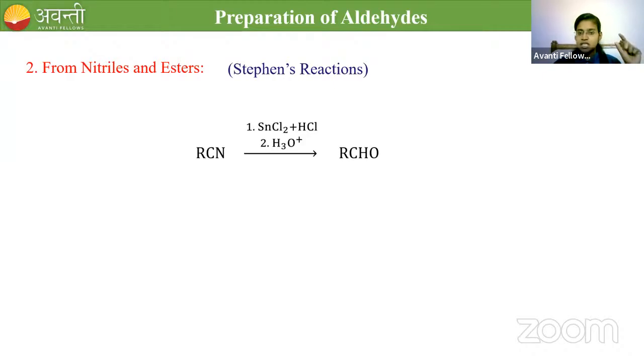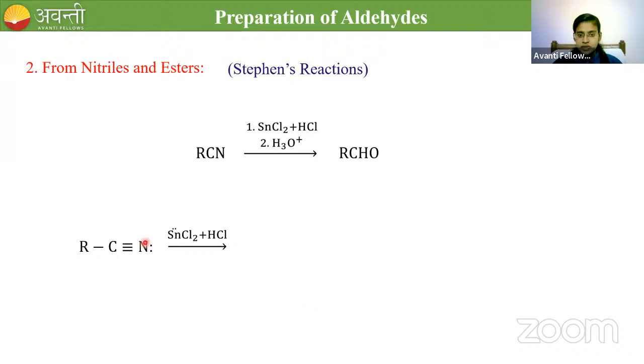Okay, so let me explain you in a stepwise manner. First, let us take the nitrile. RC triple bond N is the complete formula. First it has to be treated with SnCl2 and HCl. And this Stephen's reagent is a reducing agent. So what is meant by reduction? Addition of hydrogen is called as reduction.